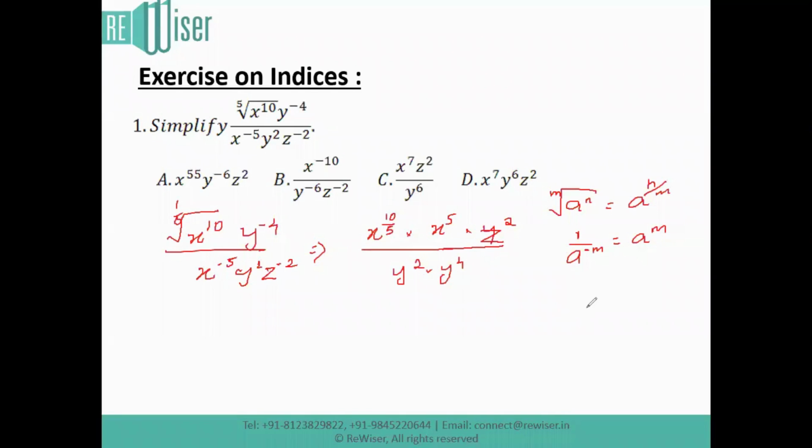And we know one more rule of indices, that is a power m into a power n is nothing but a power m plus n. Whenever the bases of my indices are the same, I can add the powers. So 10 by 5 is nothing but 2. So 2 plus 5 gives x to the power of 7 and z to the power of 2, and divided by 2 plus 4, which is 6, so y power 6.